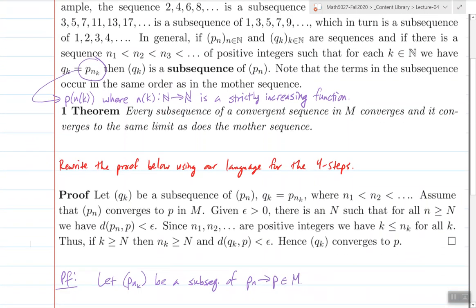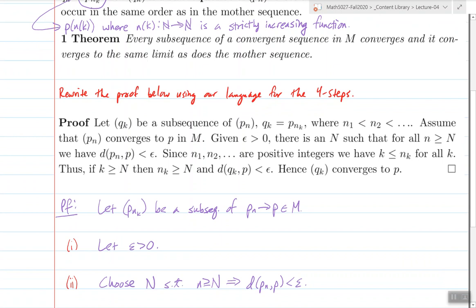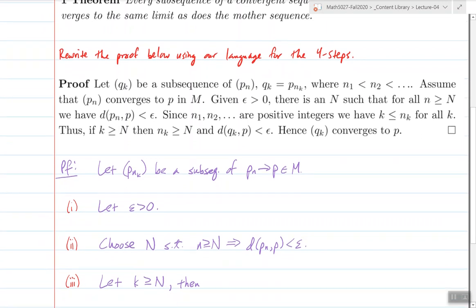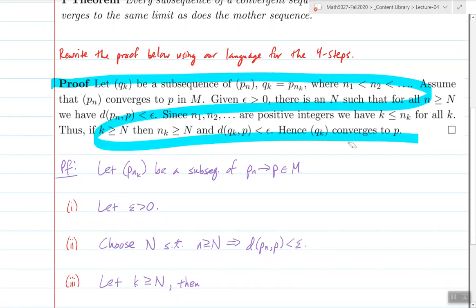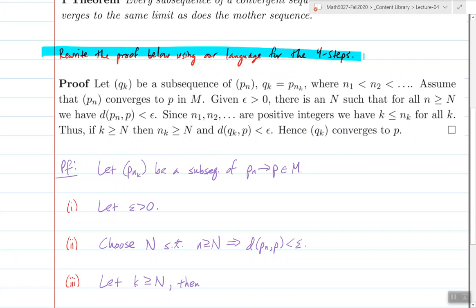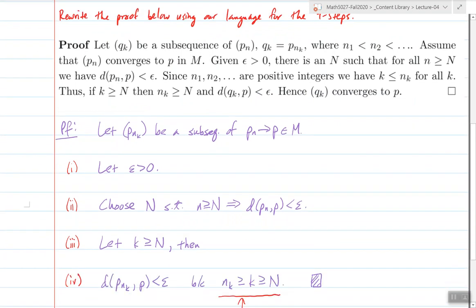So then with that perspective, they have this theorem about how you should prove that every subsequence of a convergent sequence has as its limit the same limit as the mother sequence that converged. There's this proof that's quite short that's given in the book that I put here. And my suggestion was that you should rewrite the proof using our language for the 4 steps based on a definition. And so I just show it here.